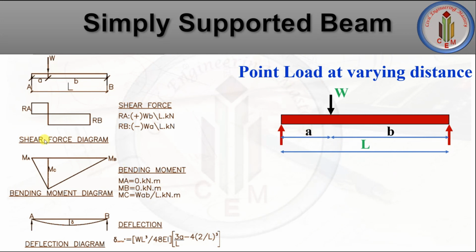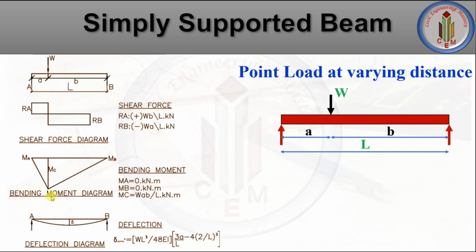Let's look into the shear force diagram. See here, it is going upward and then again it is coming downward and again it is RB. The reaction is RB here. So at RA, the shear force will be W into B divided by L. Since the load is acting at varying distance, the shear force we need to consider like this. So RA will be WB by L, RB will be WA by L.